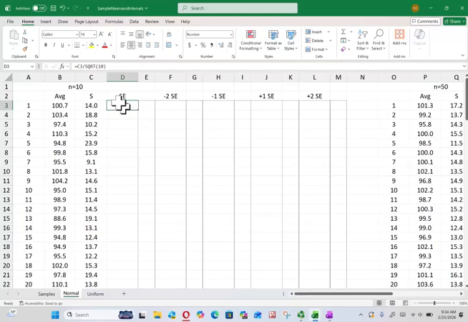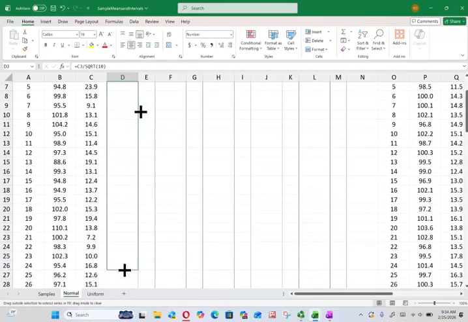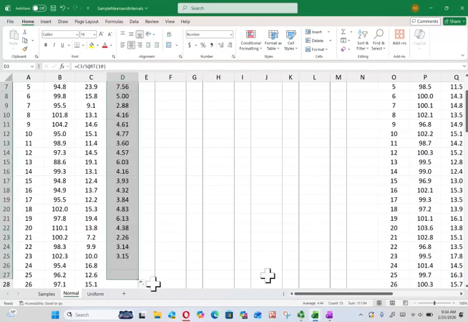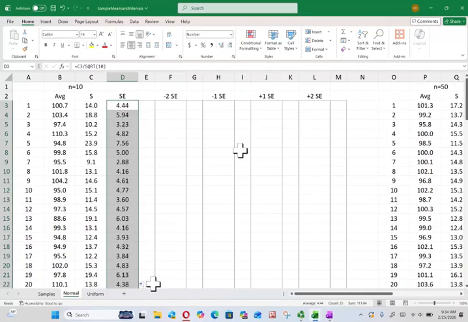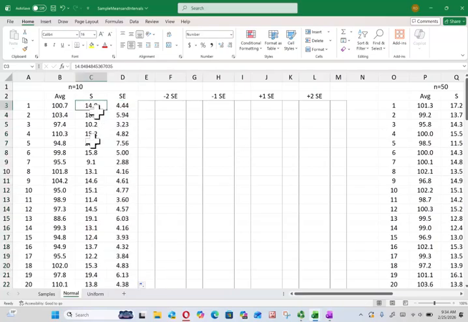Take this number and let's go for the first 25. Put the cursor on the edge box, the corner there, until you get a plus. Push the left mouse button down and drag it down to 25. Look at the standard deviations. If we're doing centimeters still, this is 14 centimeters, 18 centimeters, 10.2, 15.2. That's the bet on an individual. Standard errors are better than that.